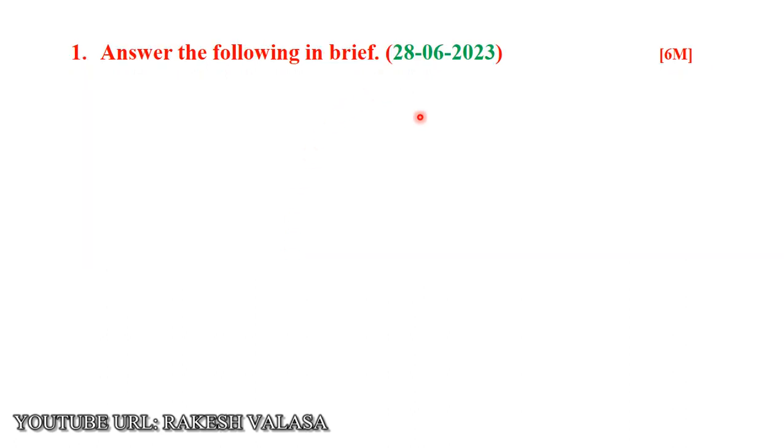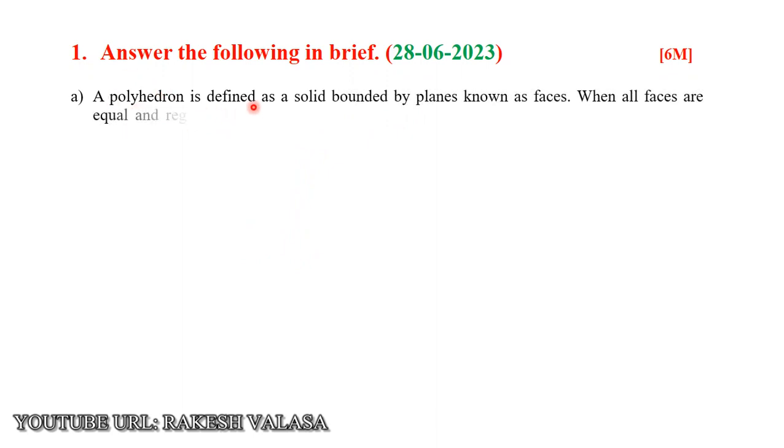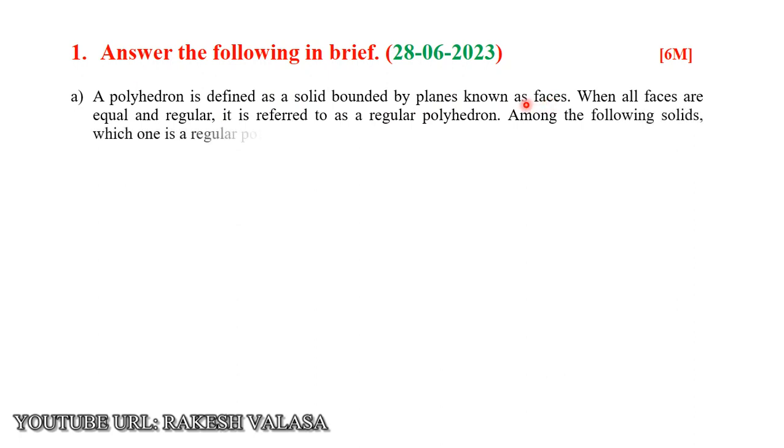Okay, move to the next paper. Question number A. A polyhedron is defined as a solid bounded by planes known as faces. When all faces are equal and regular, it is referred to as a regular polyhedron. Among the following solids, which one is regular polyhedron? When all faces are equal, that polyhedron is cube. So the correct answer is cube.